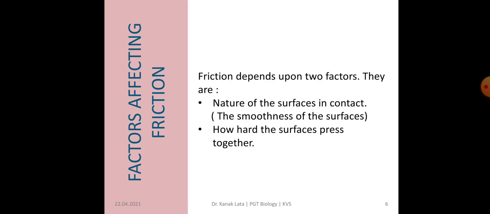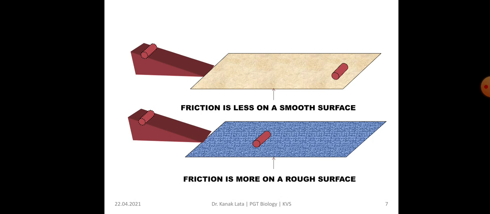Now let us see what are the factors which affect friction. Force of friction depends upon two factors. What are they? First is the nature of the surface in contact, meaning smoothness or roughness of the surfaces, and second is how hard the surfaces press together. In this figure, you may see that when the surface is smooth, then the friction is less. And when the surface is rough, then friction is more.